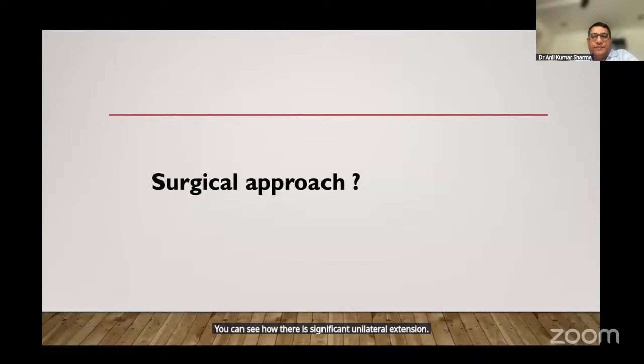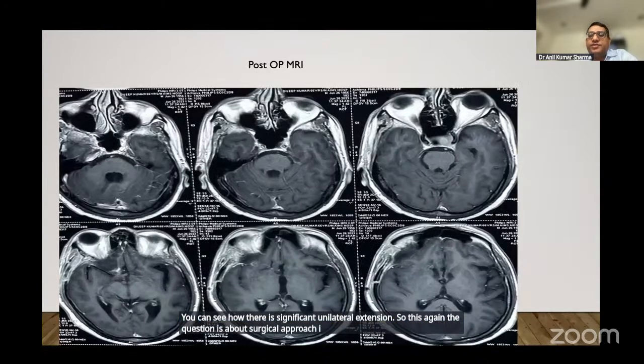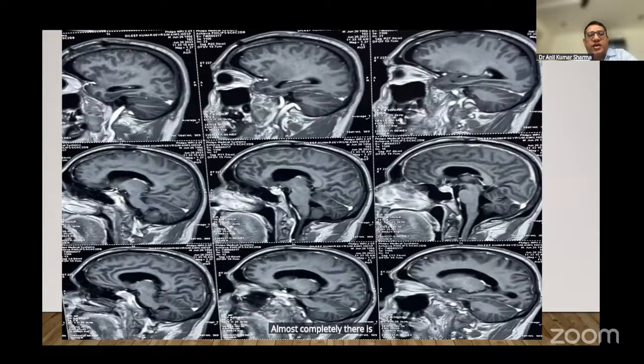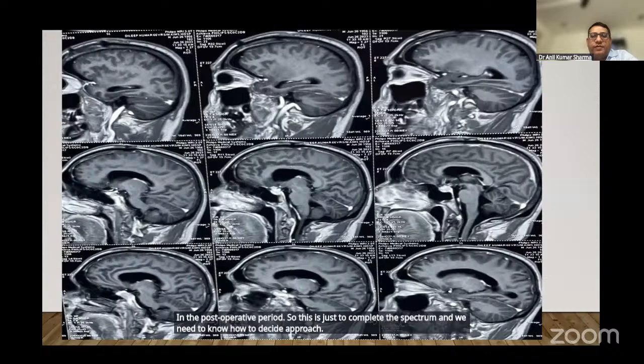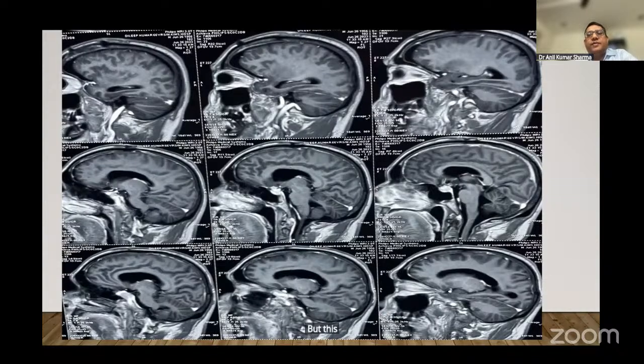So again, the question is about the surgical approach. I decided to operate this tumor by a standard pterional craniotomy, and the tumor was resected almost completely. There is a small residual in the sella, and his vision improved significantly in the post-operative period. So this is just to complete the spectrum, and we need to know how to decide the approach. But this is the majority of pituitary adenomas, which can be tackled by the endoscopic approach.